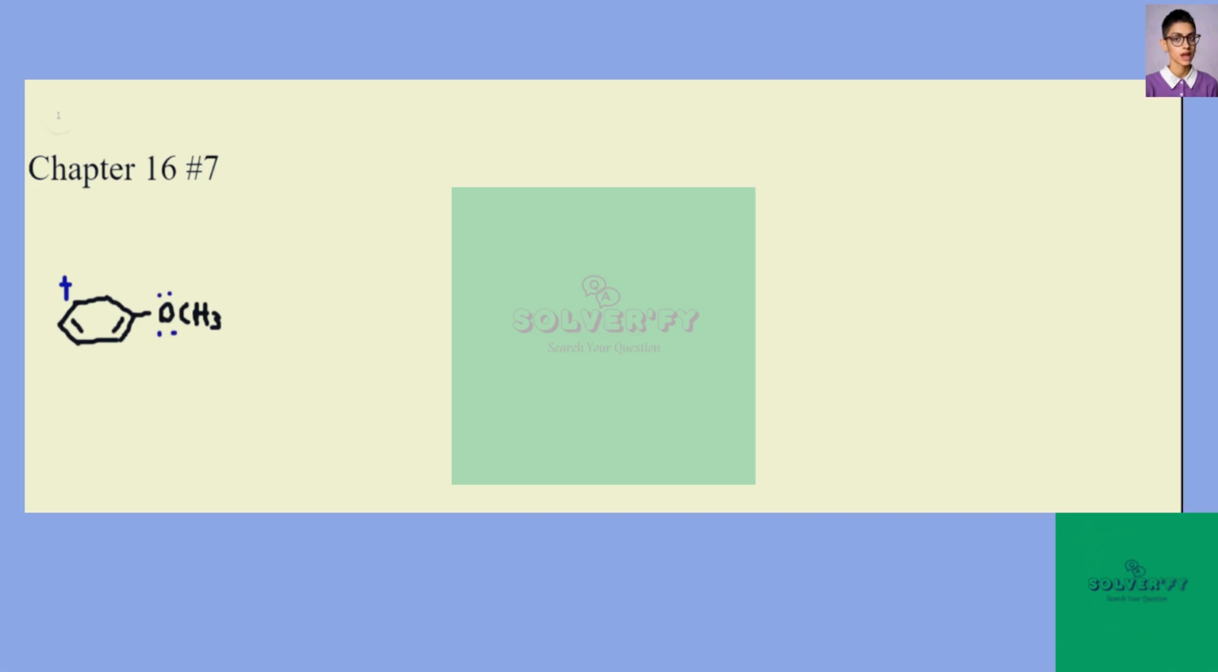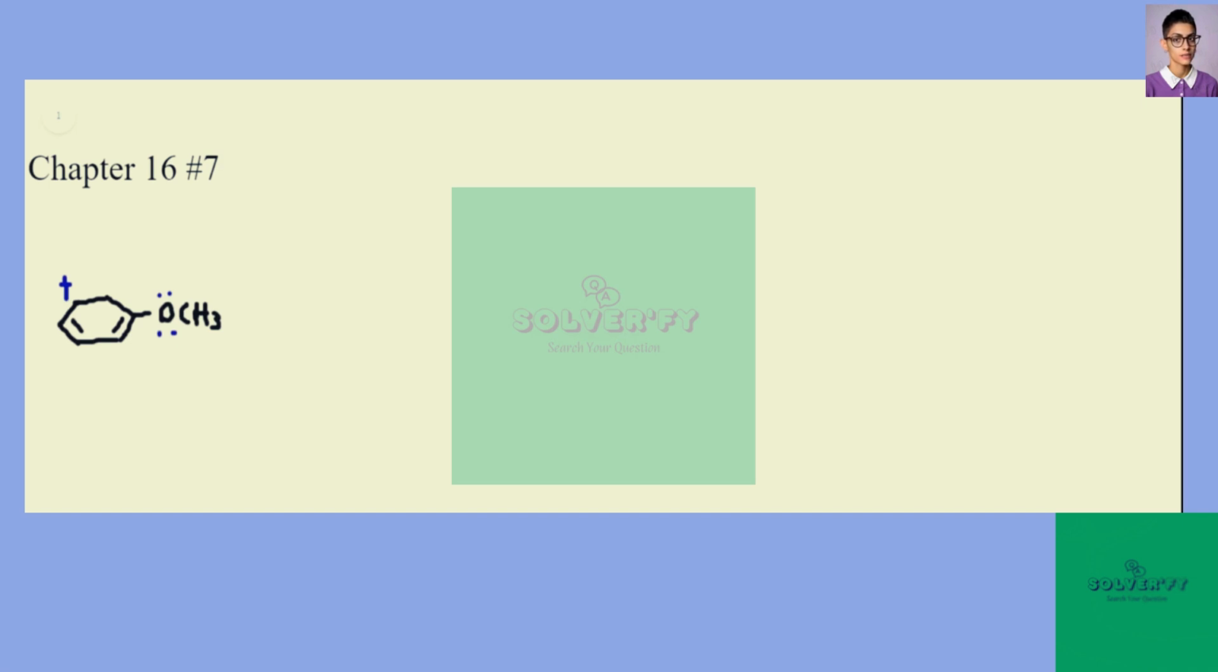This is the answer to Chapter 16, problem number 7 from the Smith Organic Chemistry textbook. This problem asks us to draw all possible resonance structures for the cation that we're given here and indicate which structure makes the largest contribution to the resonance hybrid.